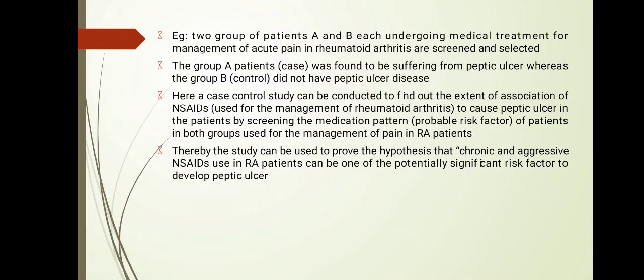Here, a case-control study can be conducted to find out the association with the non-steroidal anti-inflammatory drugs used for the management of rheumatoid arthritis in cases of peptic ulcer patients, by screening the medication patterns of patients. Both groups used them for the management of pain in arthritis patients. Maybe the study can be used to provide the hypothesis that chronic and persistent non-steroidal anti-inflammatory drug use in arthritis patients can be one of the potentially significant risk factors to develop peptic ulcers.